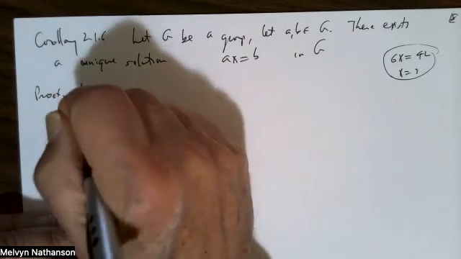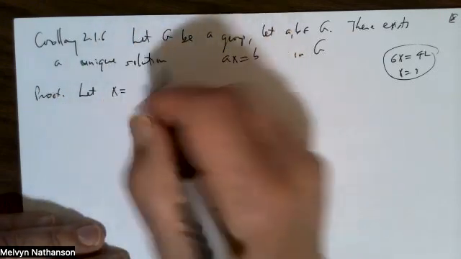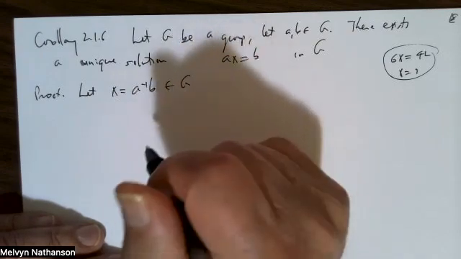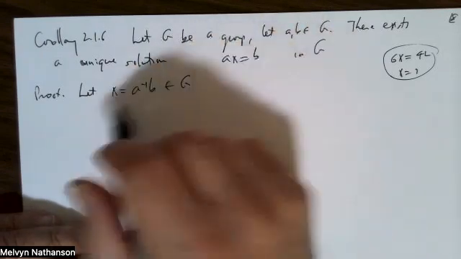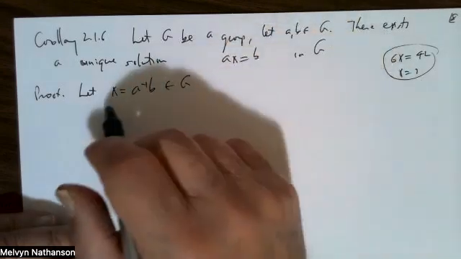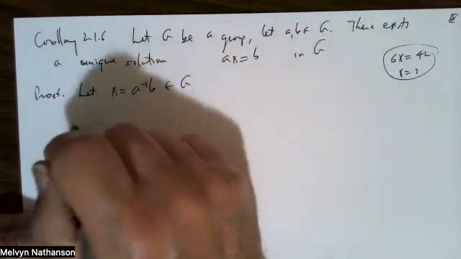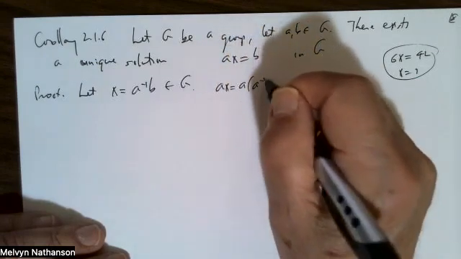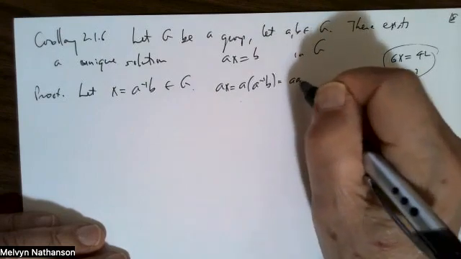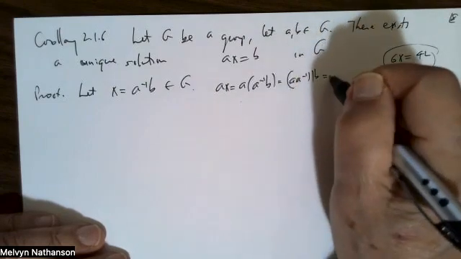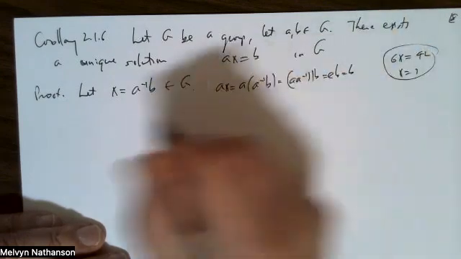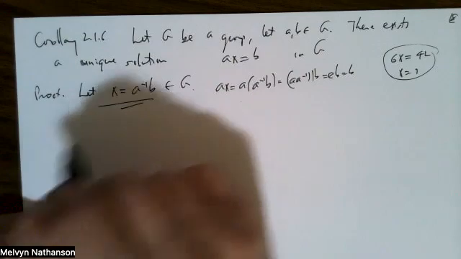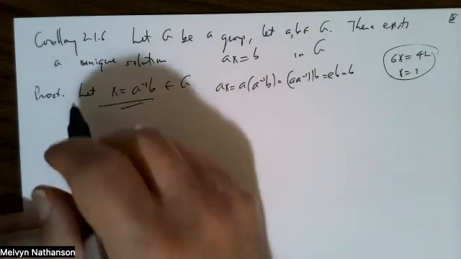Well, one proof is, suppose I take the element A inverse B in G. A is in G, so A inverse is in G. B is in G, so A inverse B is in G. So A times A inverse B is A A inverse times B. That's the identity times B, which is B. So this is a solution, X equal A inverse B.